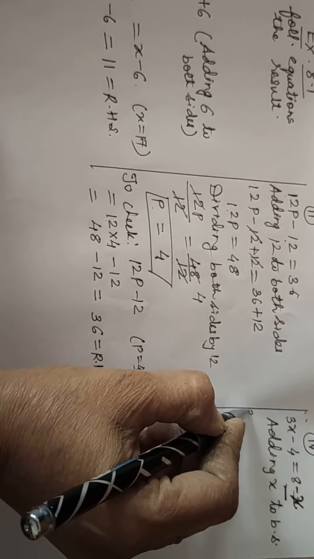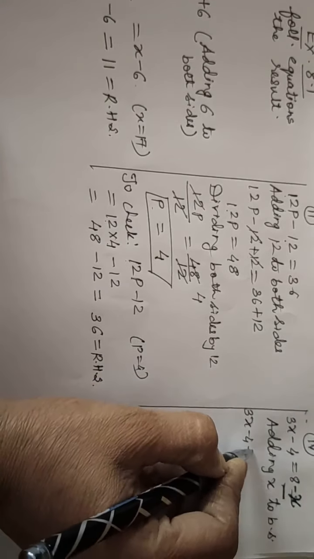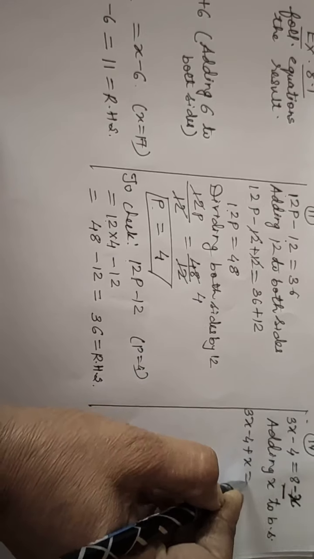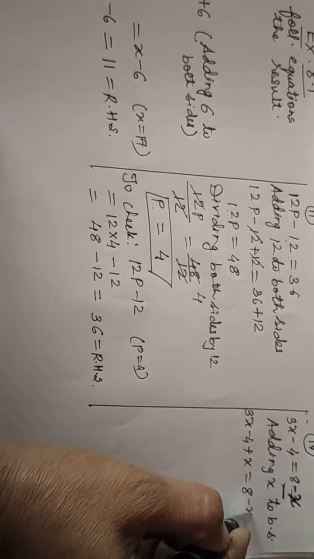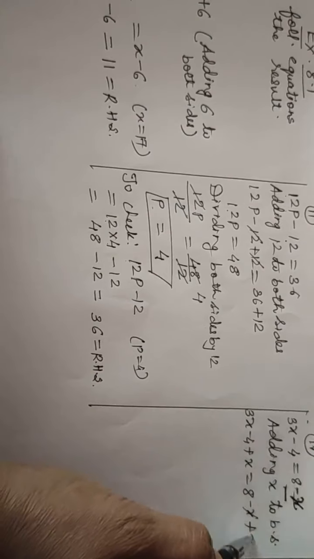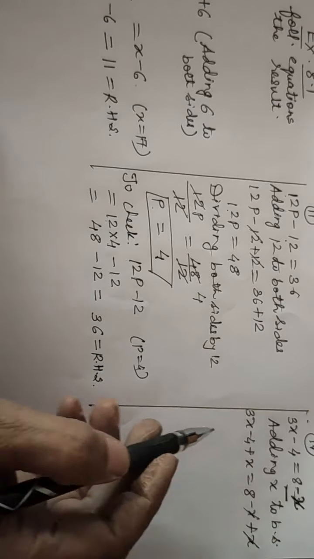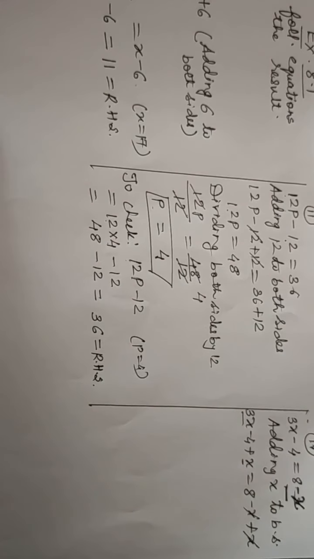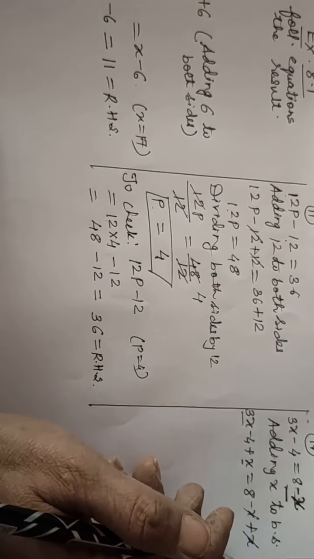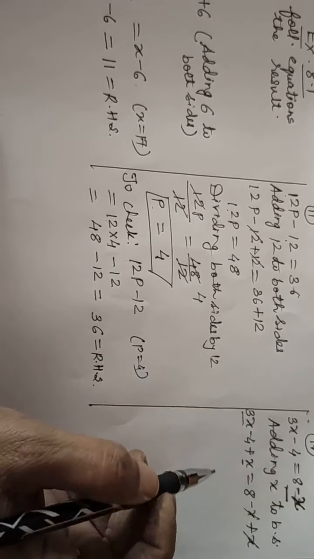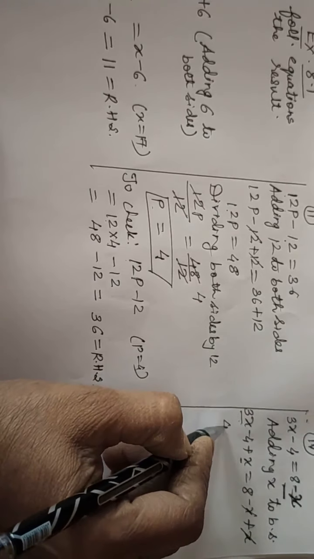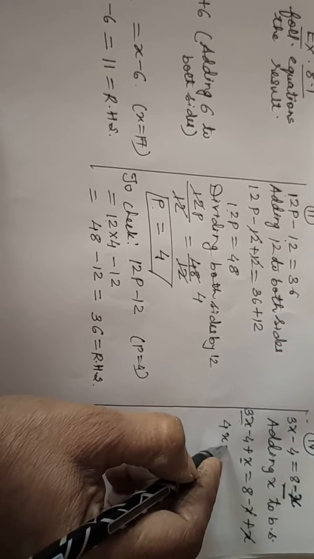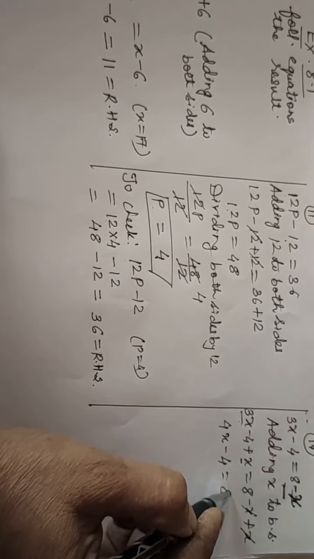Now this is your left hand side, 3x minus 4, add x. This is the right hand side, 8 minus x, add x. Now minus x plus x is eliminated, and now here you can see 3x and x are like terms, and in algebraic expressions we have studied that you can simplify the like terms. So 3x plus x is equal to 4x, and what is left here? Minus 4 is equal to 8.